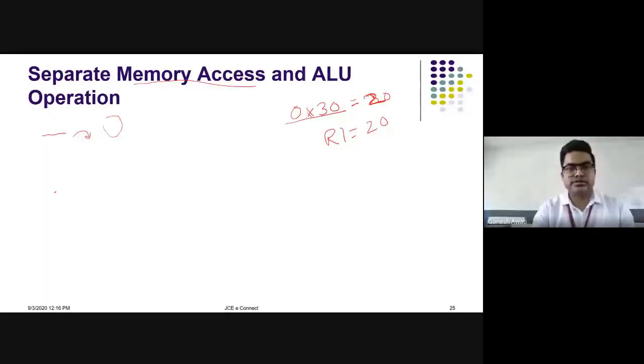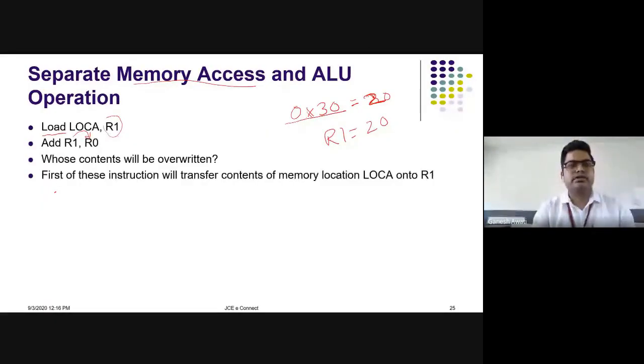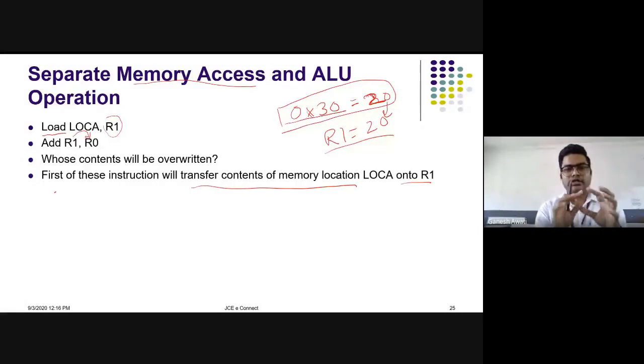So what will the first instruction do? The first instruction will transfer the content of the memory location onto R1. This is the memory location, and its content gets transferred to the R1 register. You will be studying what registers are; they are nothing but holding our data.